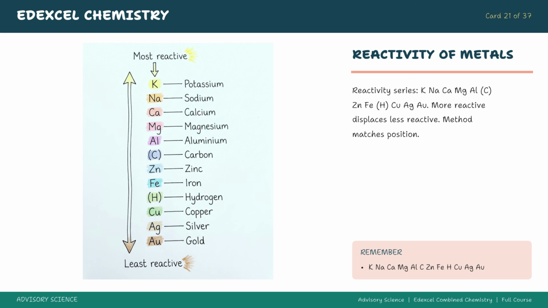Metals less reactive than carbon, like iron, can be extracted by reduction with carbon. Metals more reactive than carbon, like aluminium, need electrolysis instead. When asked why aluminium is extracted by electrolysis and not by carbon, the marking point is aluminium is more reactive than carbon. Always link the method to the position in the reactivity series.